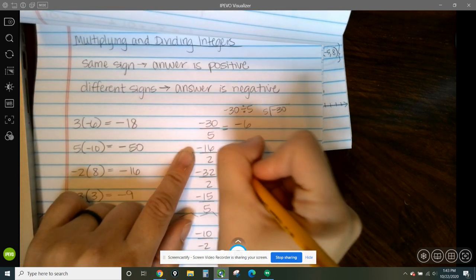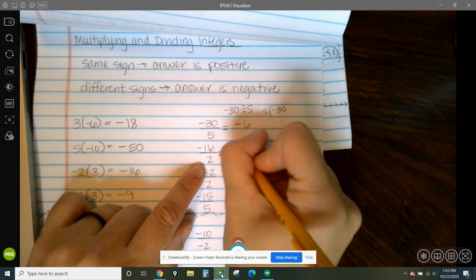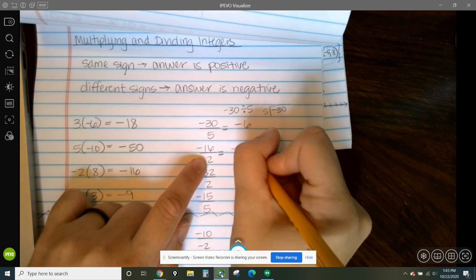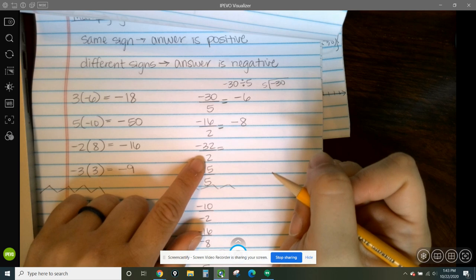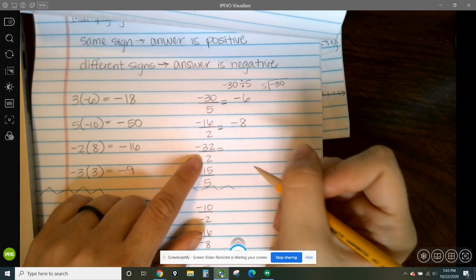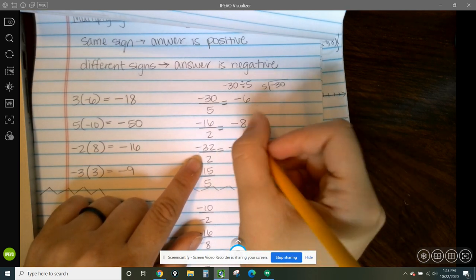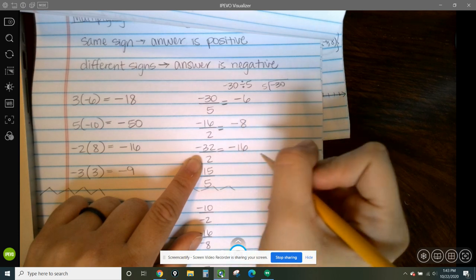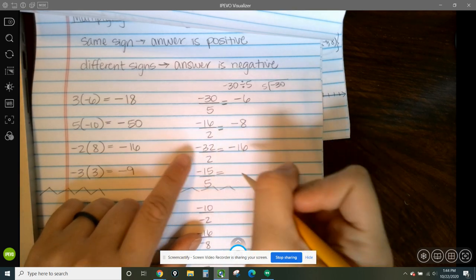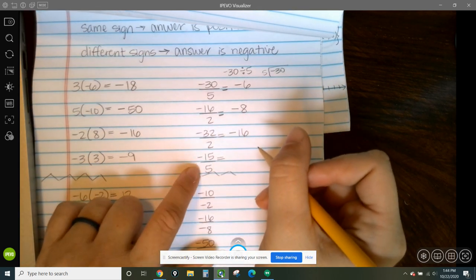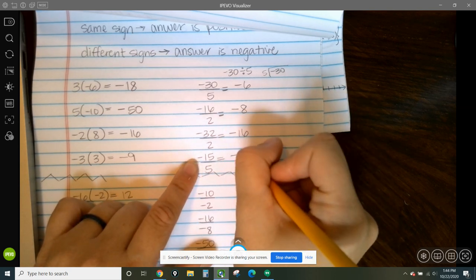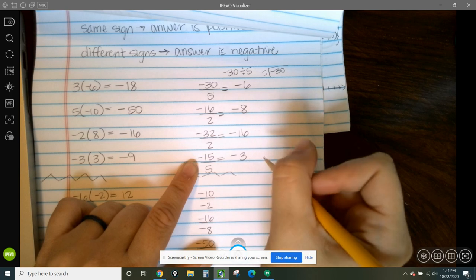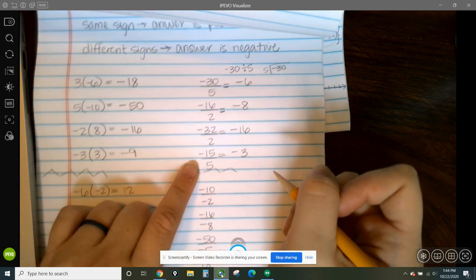Negative 16 divided by 2, the signs are different, so my answer is negative. 16 divided by 2 is 8. Negative 32 divided by 2, the signs are different, so my answer is negative. 32 divided by 2 is 16. So my answer is negative 16. Negative 15 divided by 5, the signs are different, so the answer is negative. 15 divided by 5 is 3, so my answer is negative 3.